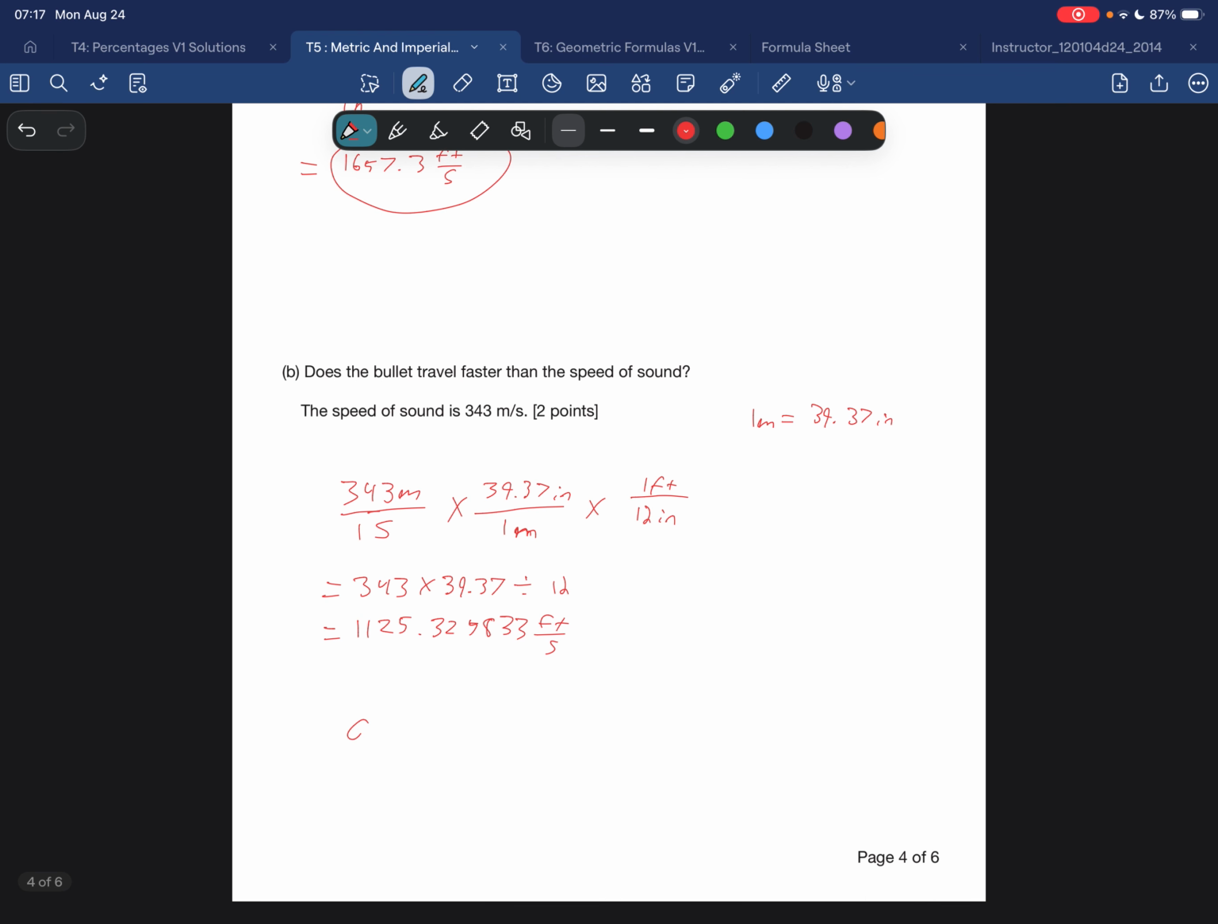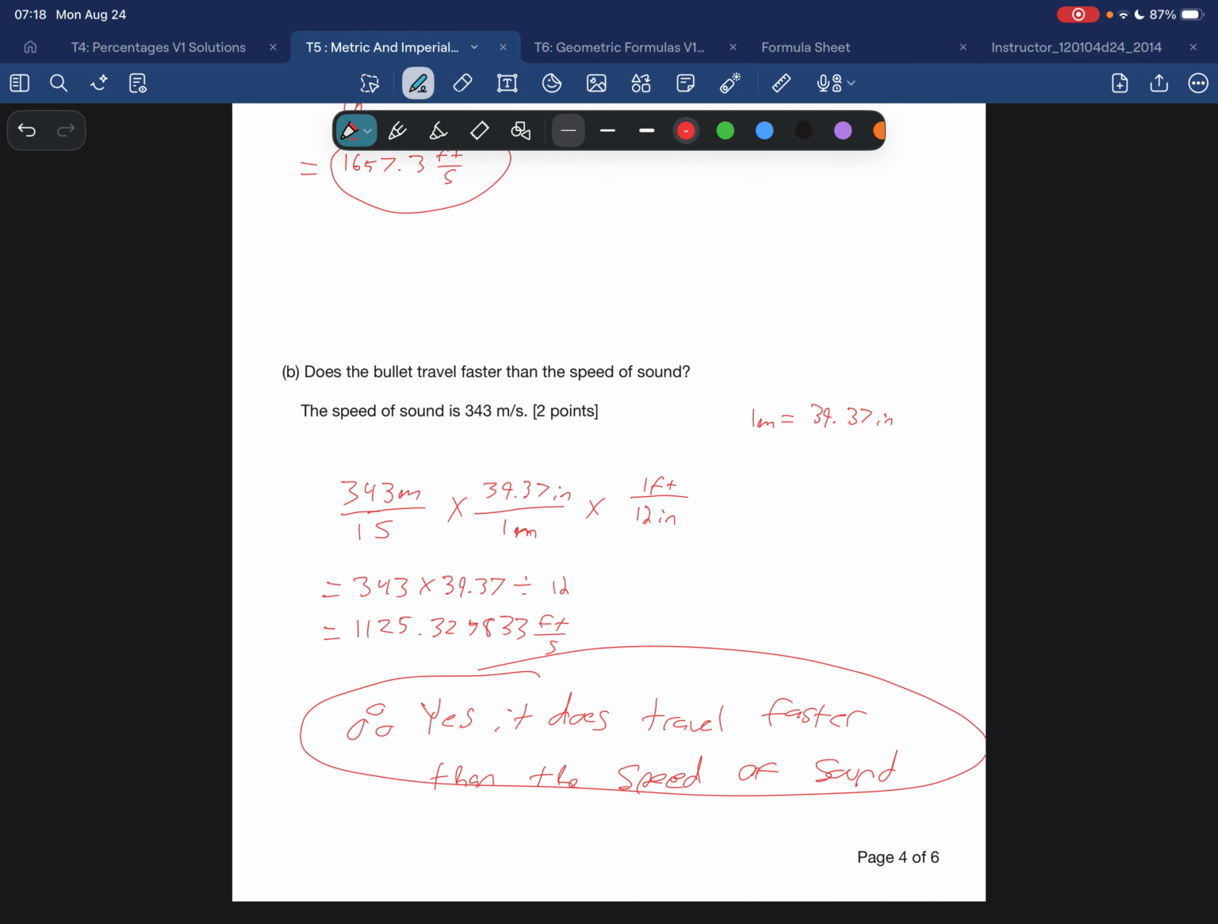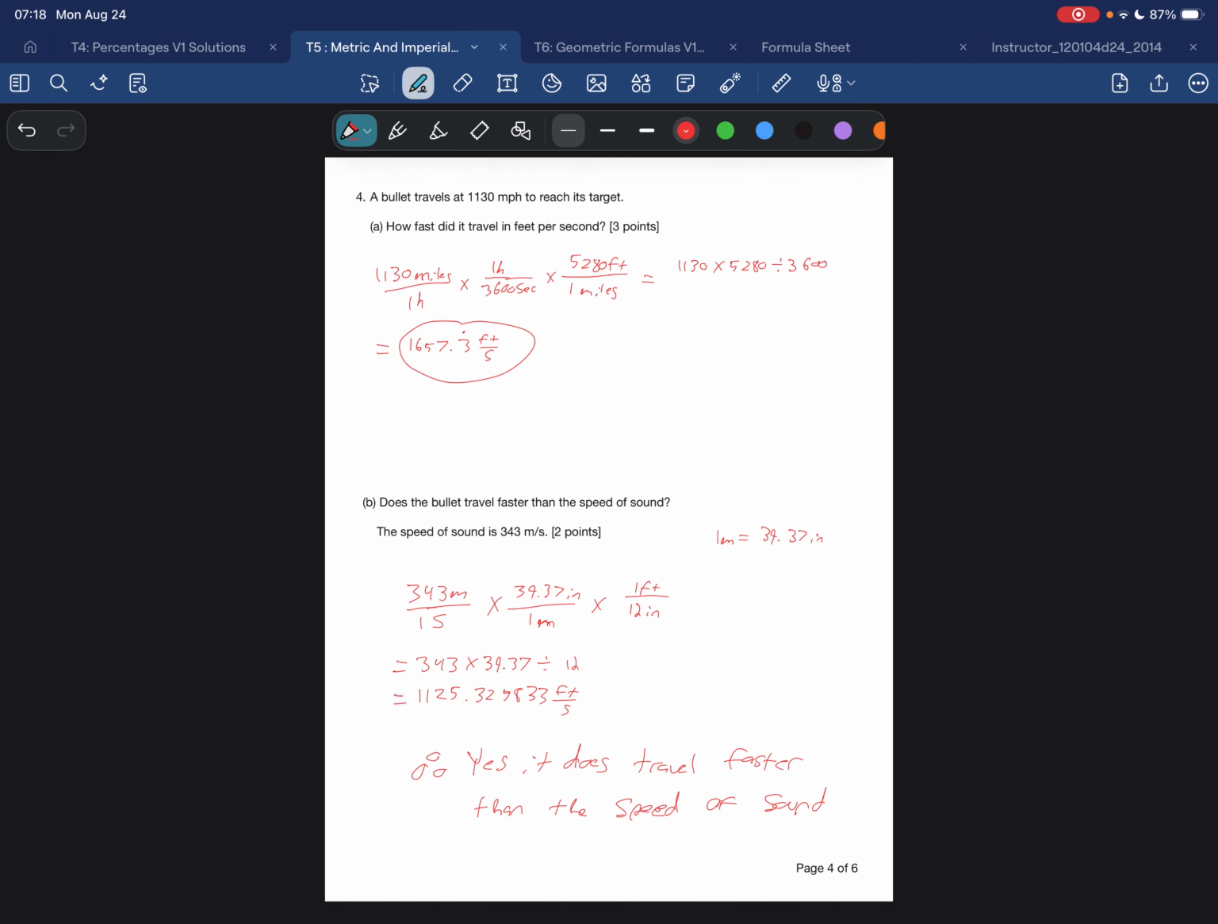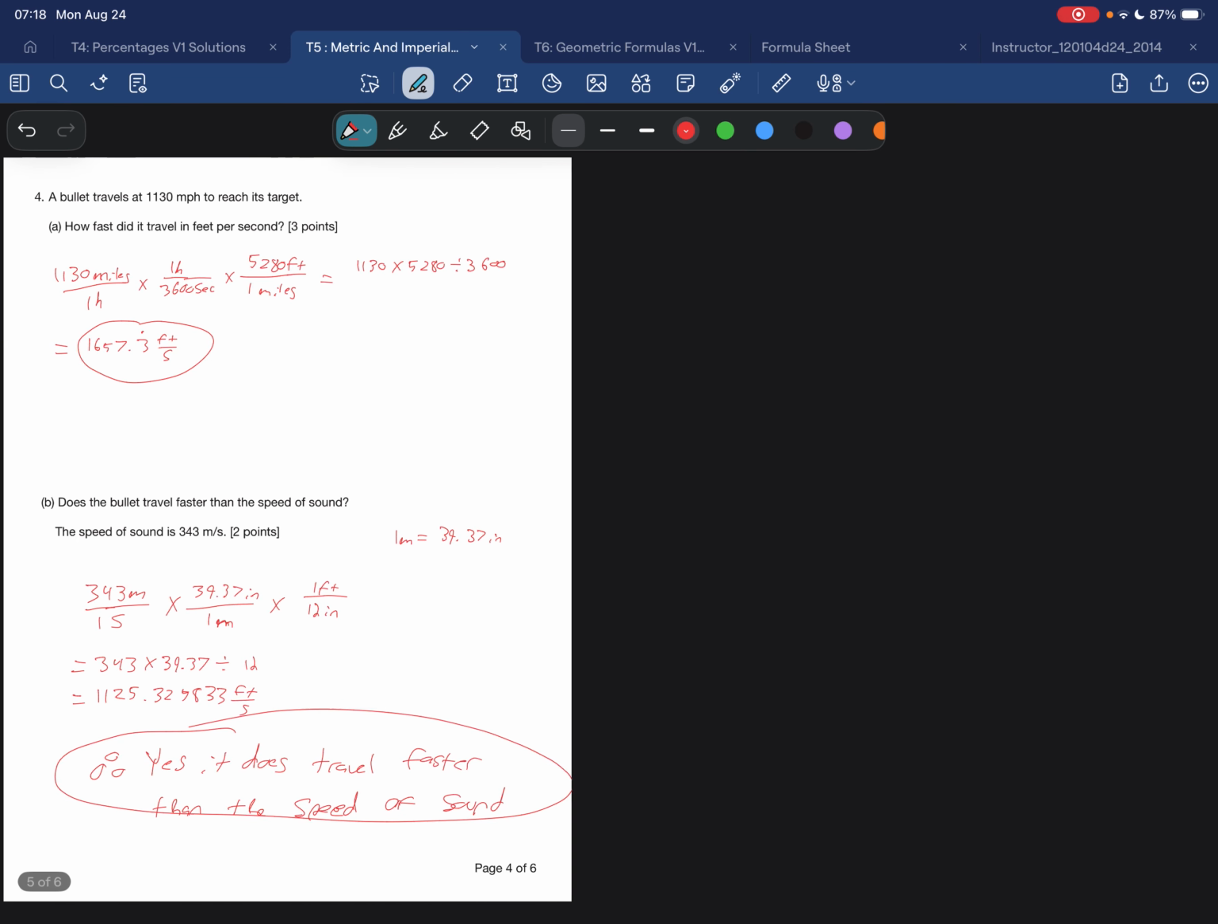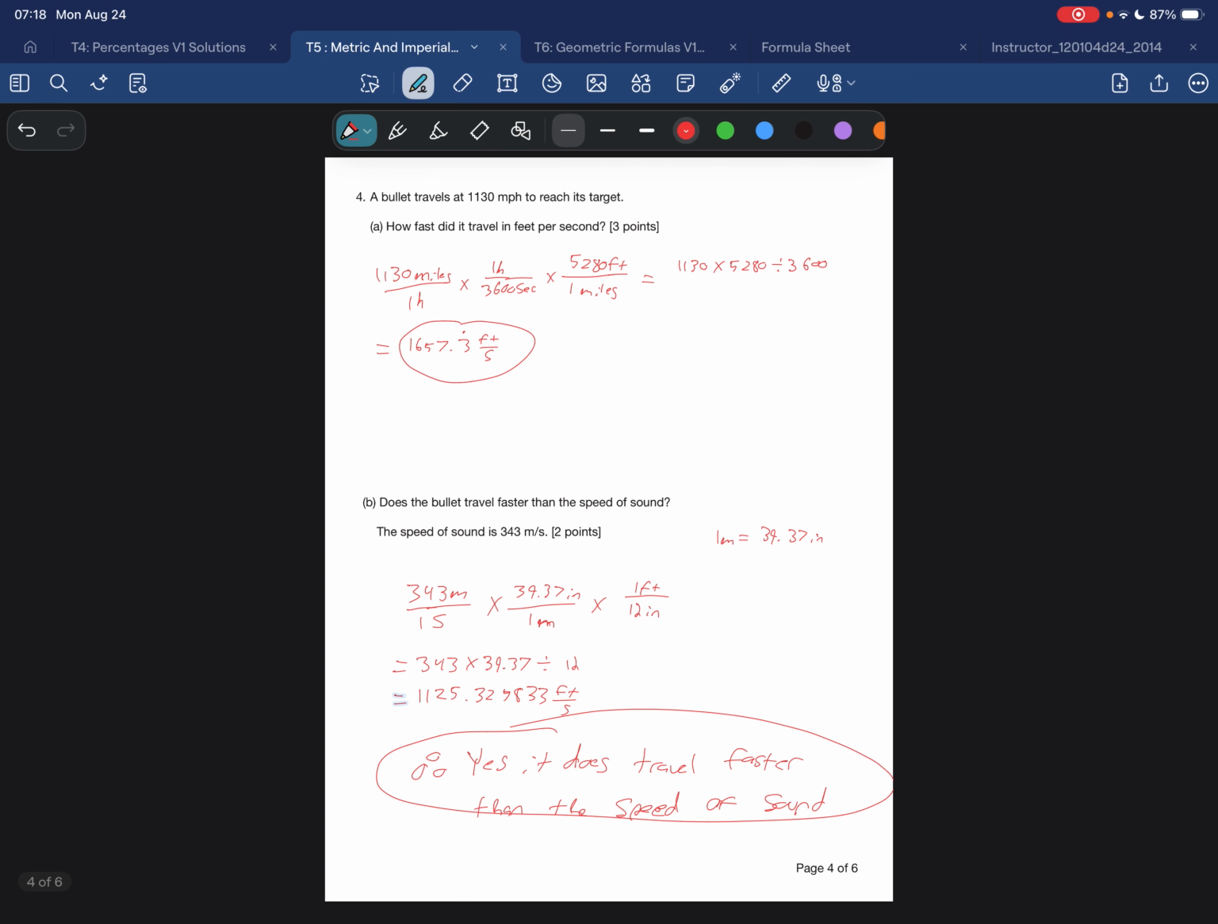So therefore, yes, it does travel faster than the speed of sound. Great. I don't know where that circle went. Oh, there it is. It's back.